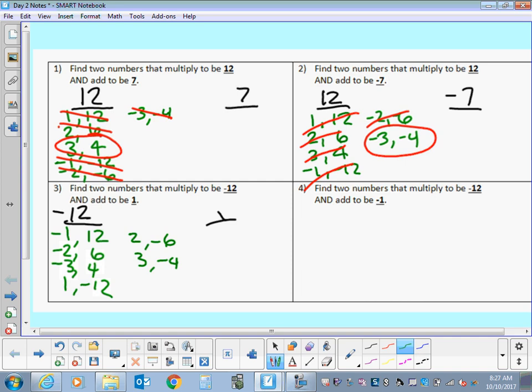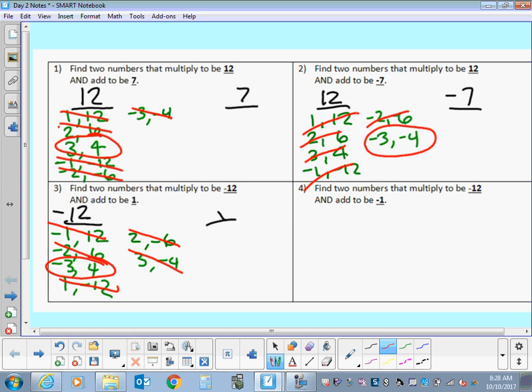Which one of these adds to be positive 1? It can't be negative 1 plus 12. Negative 2 plus 6 doesn't work. Negative 3, 4. That gives me, yep, that gives me positive 1. That doesn't work, that doesn't work. And if I add those, I get negative 1. So my answer is negative 3, positive 4.